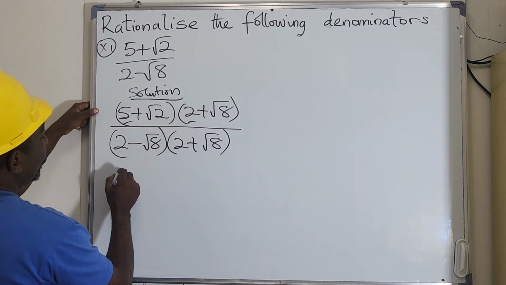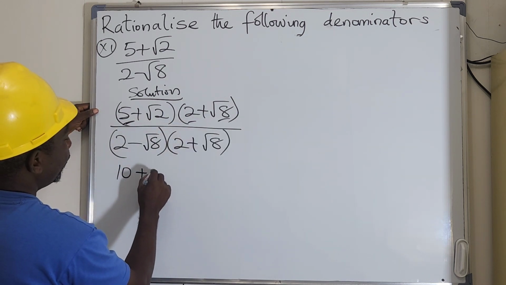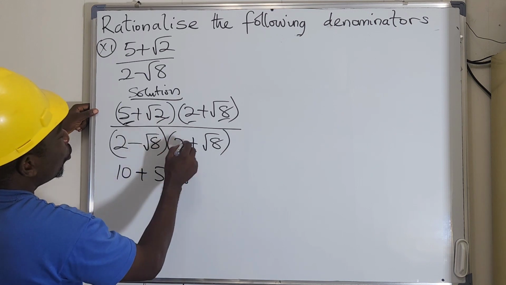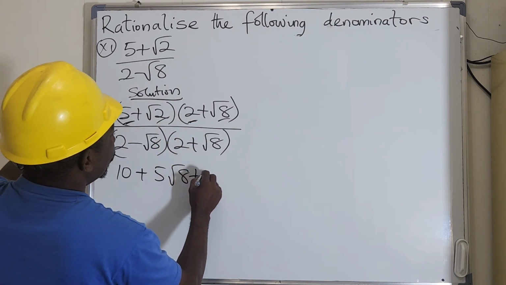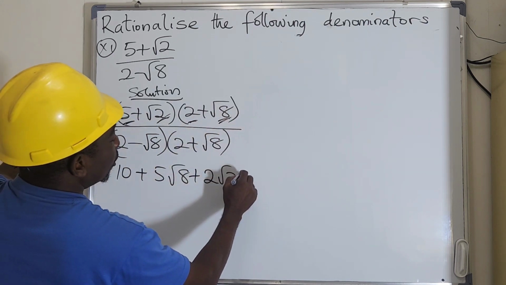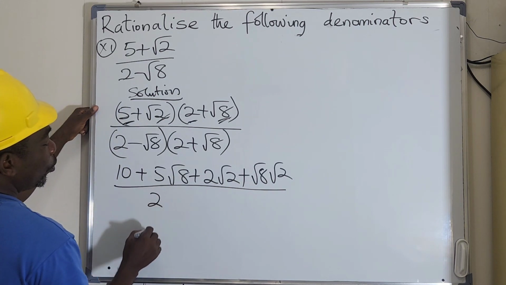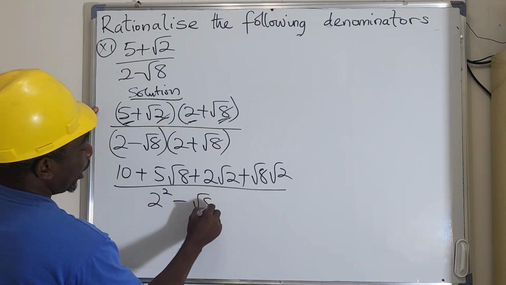5 times 2 will give us 10. Then 5 times root 8 will give us plus 5 root 8. Then root 2 times 2 will give us plus 2 root 2. Then root 2 times root 8 will give us plus root 8 root 2. Then all over, we have 2 squared minus root 8 squared.